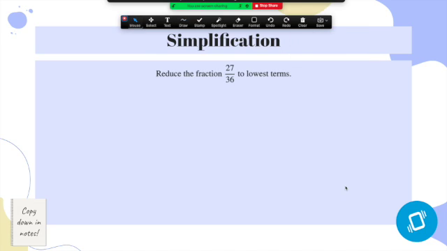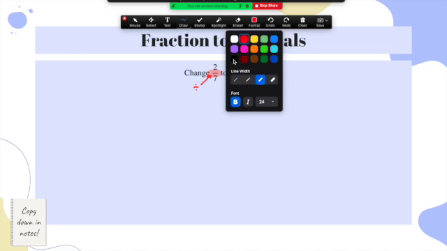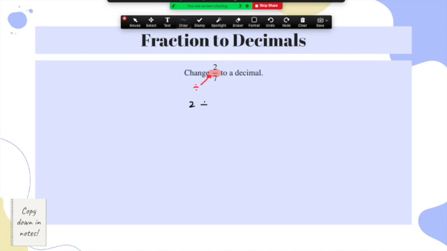Let me clear this. Let's look at fractions to decimals. We're asked here to change 2 over 7 to a decimal. I'll give you a few minutes to try this out on your own as well. Okay, so if I'm changing 2 over 7 to a decimal, I want to start off by changing it into an equation. So right here, we know that this symbol means division. It means that 2 is divided by 7. So I'm going to rewrite it as the equation 2 divided by 7.